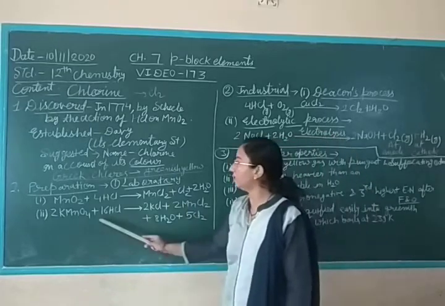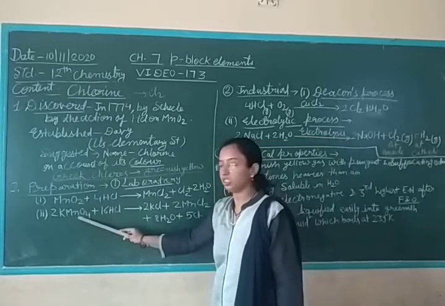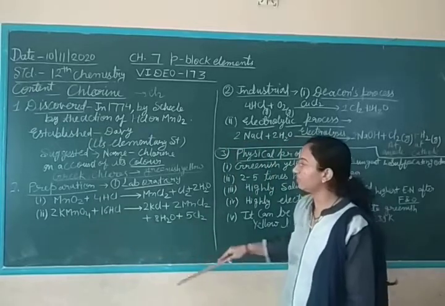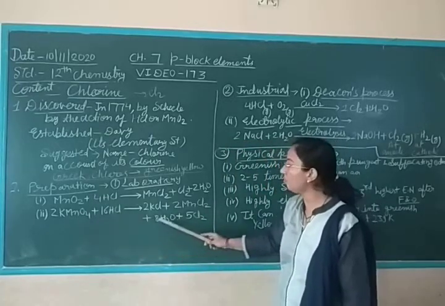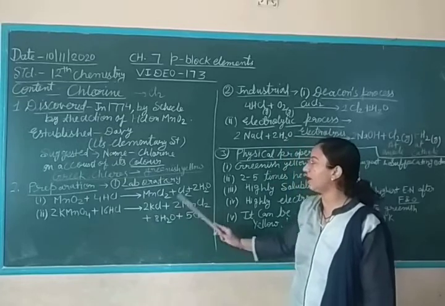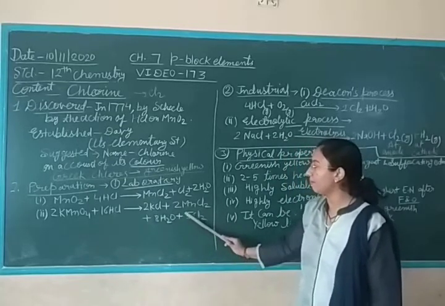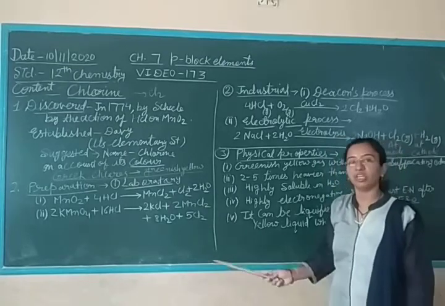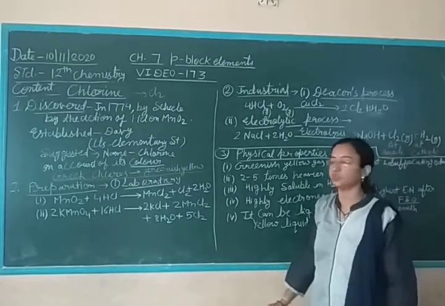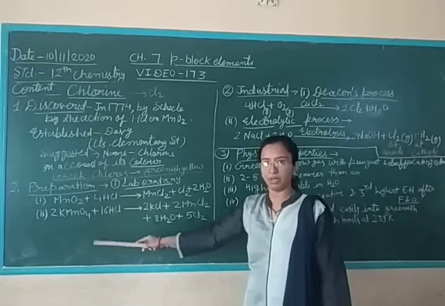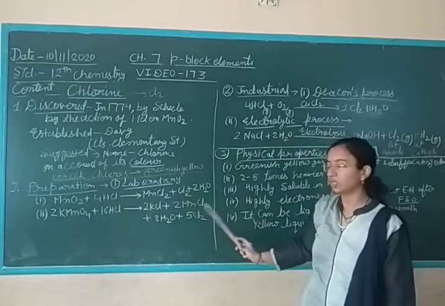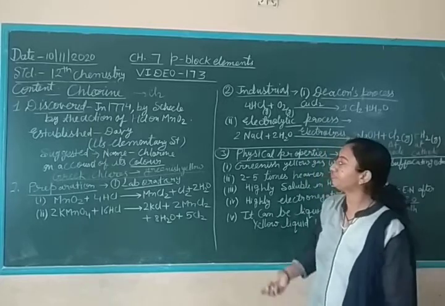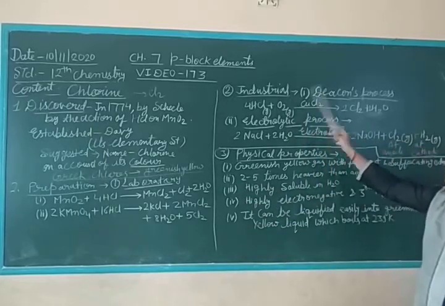Another laboratory method uses potassium permanganate, KMnO4. Its color is purple, but it reacts with HCl to form manganese dichloride, KCl and water, and the main product is chlorine. So the color changes: KMnO4 is purple, and it converts into chlorine, whose color is greenish yellow. Then the next method is the industrial method.